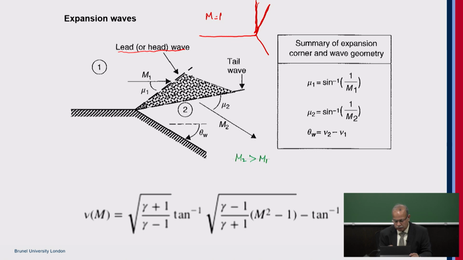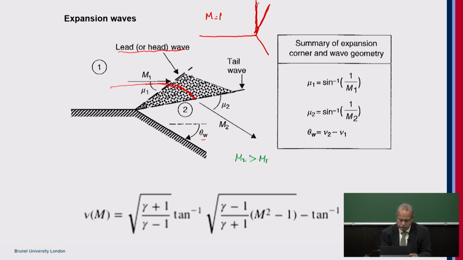Unlike shock waves, which are not isentropic, expansion fans are isentropic, so you can treat them with the isentropic solutions. So it is much easier in that sense. Then, depending on the angle of inflection, theta w is the wall turning angle, the tail wave will be positioned in such a way that you can have the flow gradually turned.